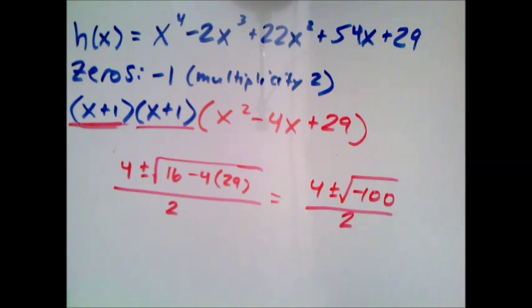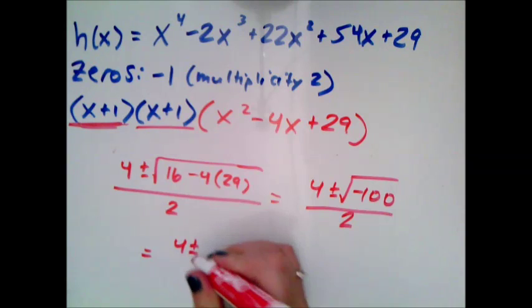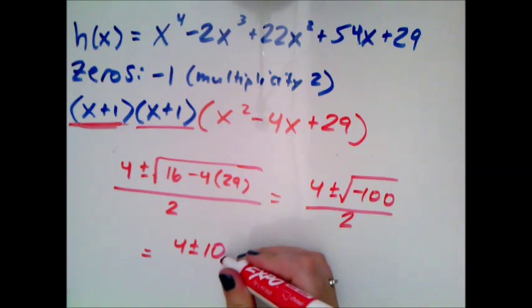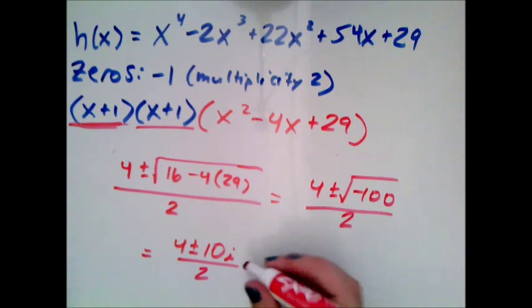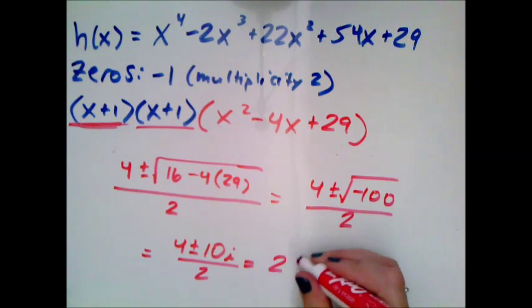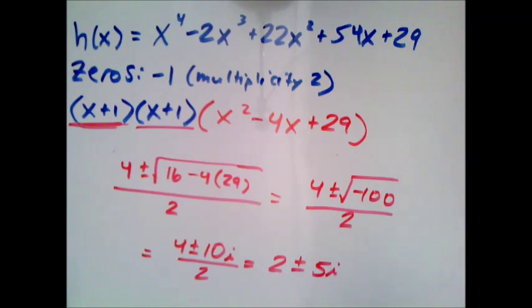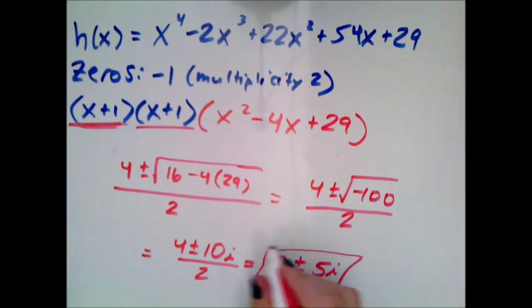So what can I do to deal with negative square roots? Well, that's where my imaginary or complex numbers come from. So I can take the square root of 100 if I pull out the i first, saying i is square root of -1. And then these are both divisible by 2, so 2 plus or minus 5i. So notice we knew there were going to be 2 more zeros here, so we just found the other 2 zeros.